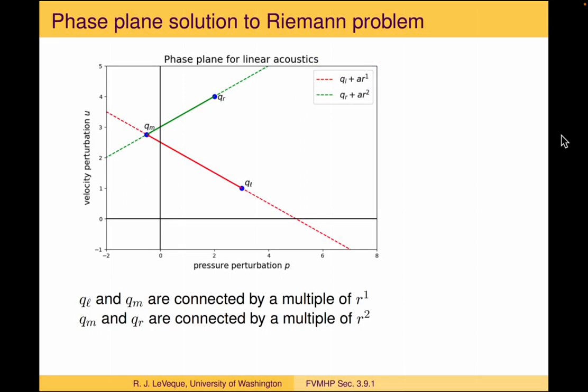And notice that it's very important that the state below is QL and the one up above is QR, because we have to move first along the eigendirection R1.